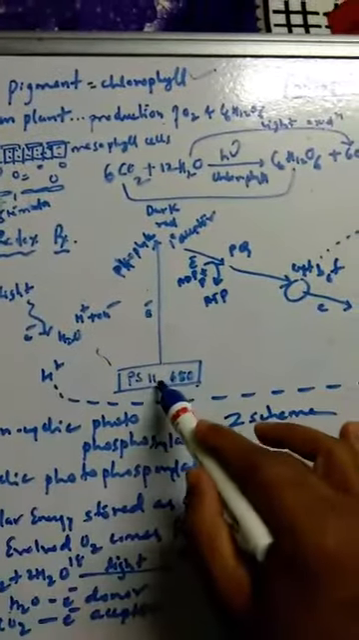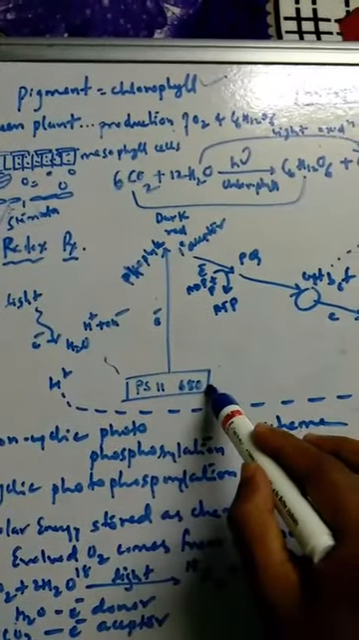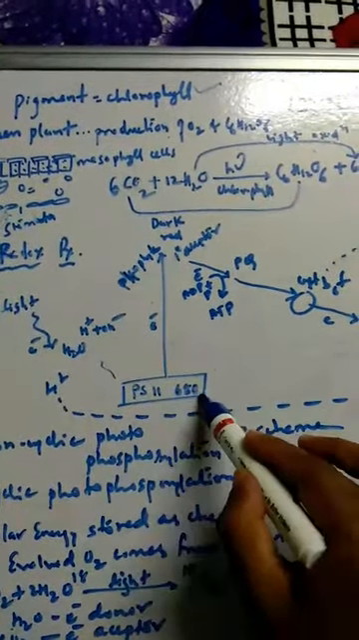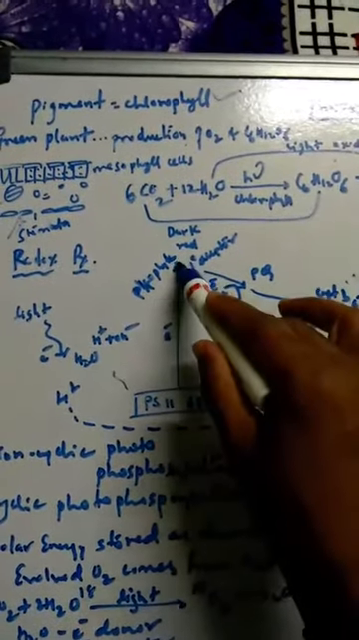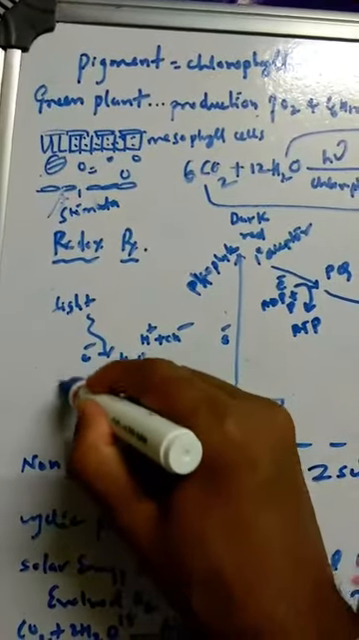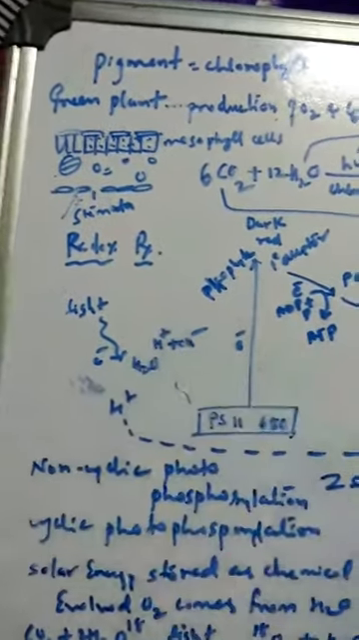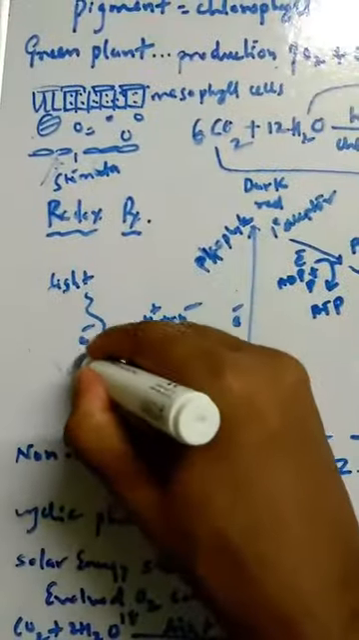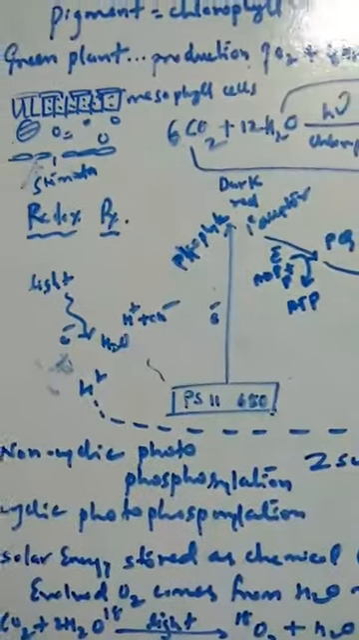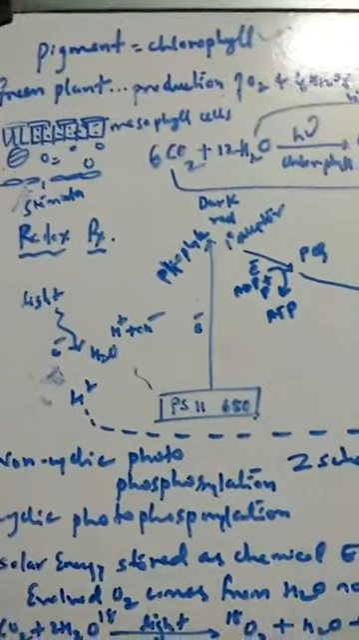Now this electron, this is called PS2. It absorbs light of 680 nanometer, that's why it's called PS2 680, and it gets excited here. This breaking of water happens in the presence of manganese, Mn, and chloride, Cl minus.